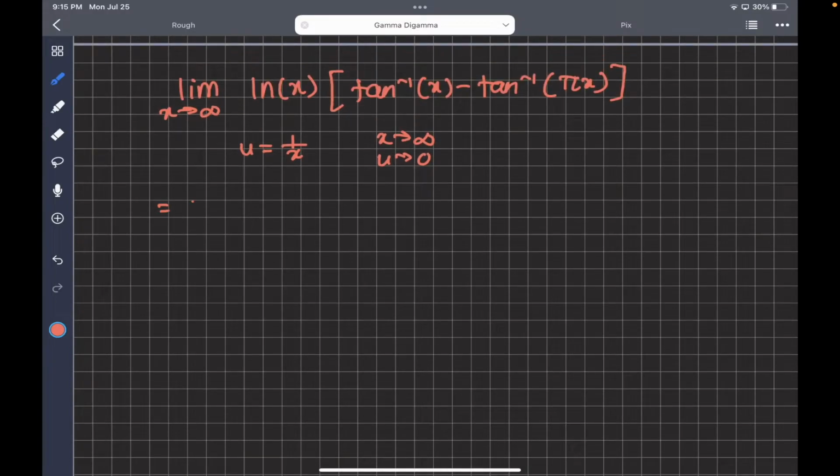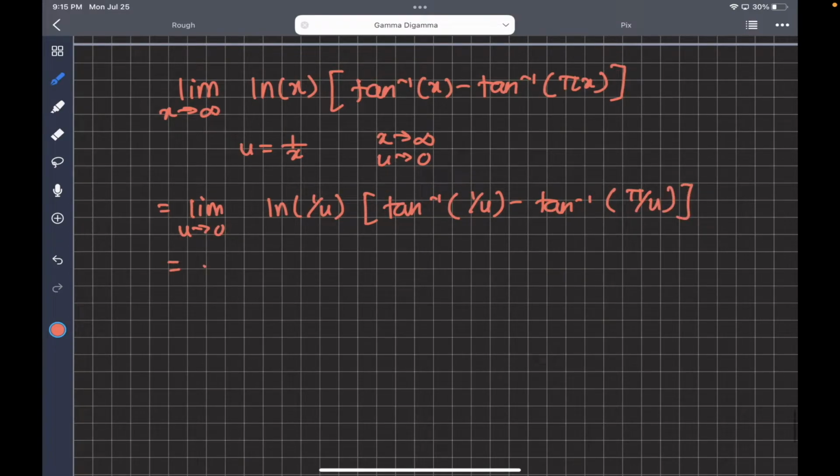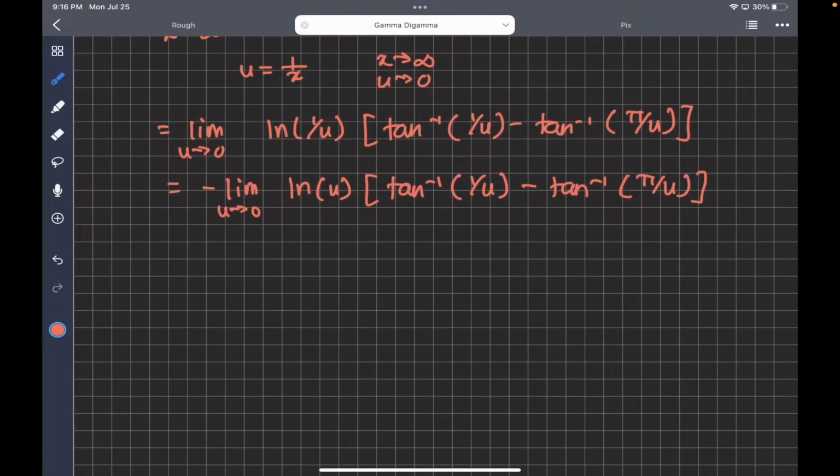When I do that, everything changes. Limit as u goes to 0 of natural log of 1 over u times inverse tangent of 1 over u minus inverse tangent of pi over u. We have minus limit as u goes to 0. Using the natural log properties, it's just natural log of u, along with the difference of these inverse tangents. I will not waste more time. I will just repeat the process as before.